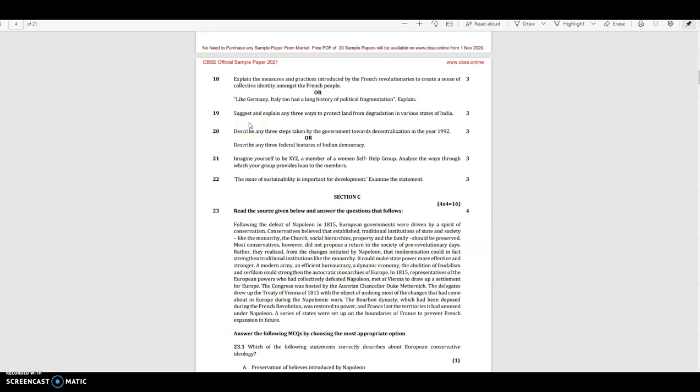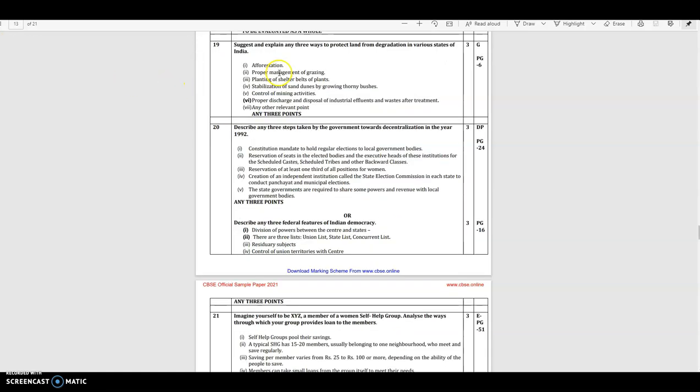Then next question number 19. Suggest and explain any three ways to protect land from degradation in various states of India. This is a 3-mark question from which chapter? Our first chapter, Geography, Resources and Development. So the answer is point wise. You have to write point wise.